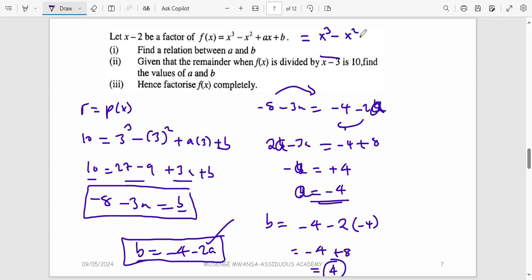So meaning this function is actually equal to x power 3 minus x power 2. Where there is a, we are putting negative 4, x. Where there is b, we are putting positive 4. This is the function.